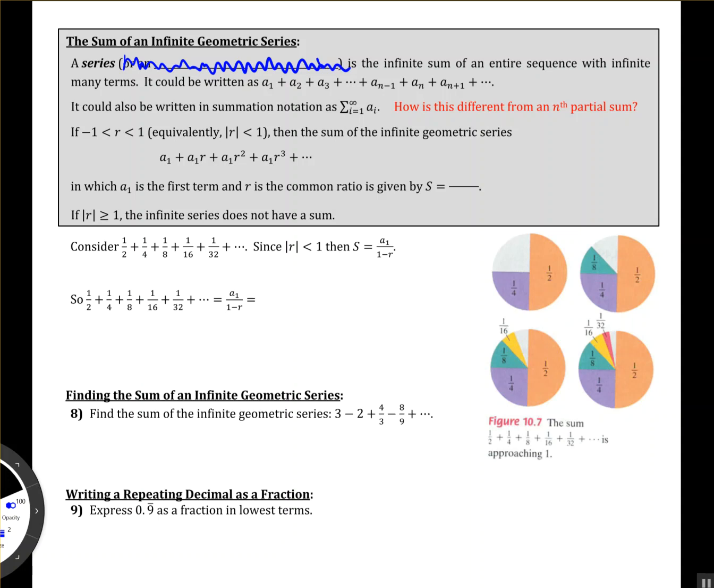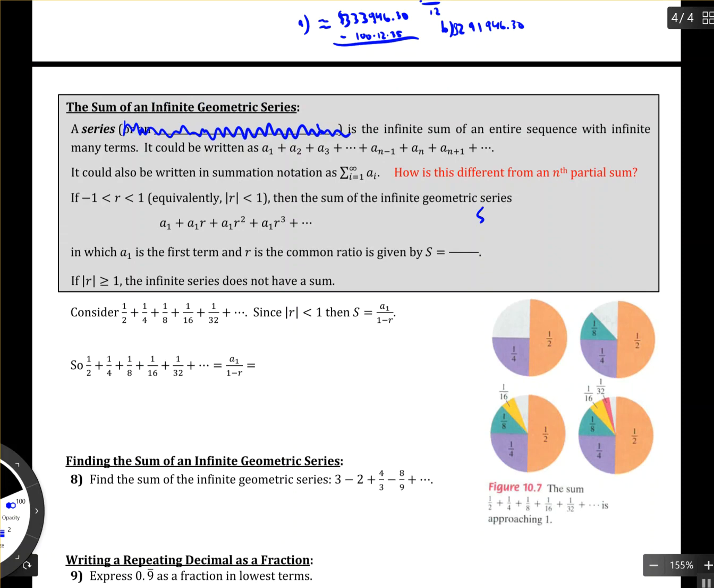If we're going to go ahead and do this, let's see here. If r is between -1 and 1, then the sum of the infinite geometric series is given by, well, basically, before we give that formula, keep in mind, remember, the nth partial sum was a1 times 1 minus r to the n, over 1 minus r.